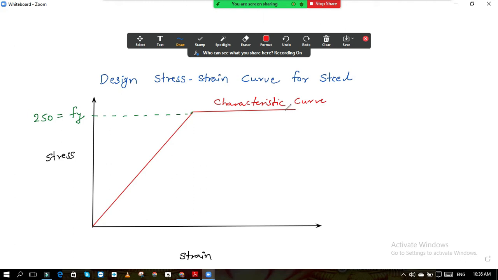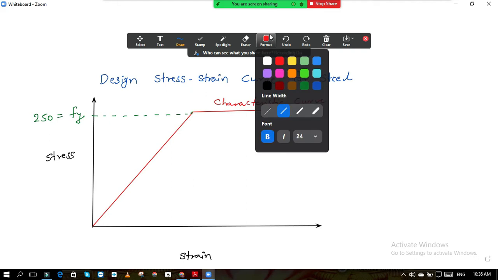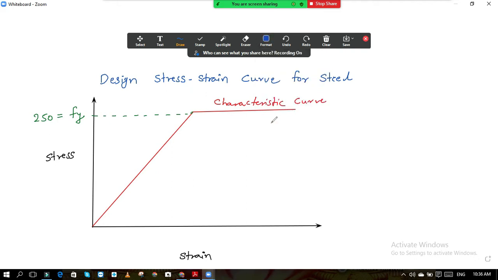Now if we draw the design curve, what is the difference between the design curve and the characteristic curve? Here we will use the factor of safety, and for steel it is 1.15. So Fy divided by 1.15, that is 1 divided by 1.15, which is 0.87. So it is 0.87 Fy.